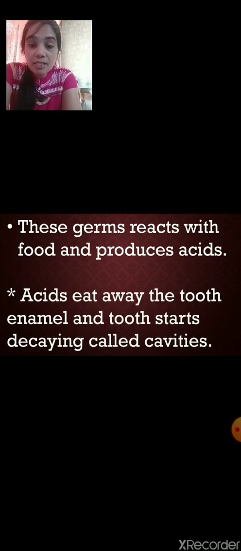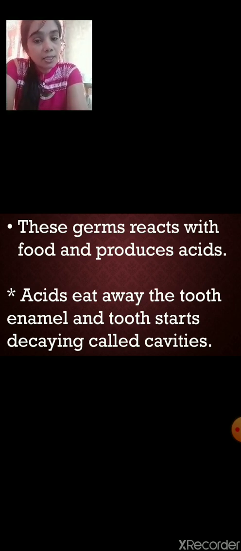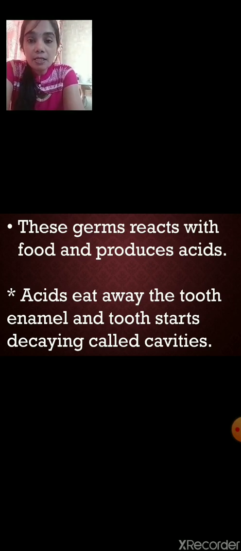And what do these germs do? These germs react with the food and produce some acids in the teeth, and these acids eat away the tooth enamel and our tooth starts decaying. It is called cavities. That is, germs start eating our teeth and you can find a black hole. So it is called cavities. So children, it is very important to brush teeth properly.